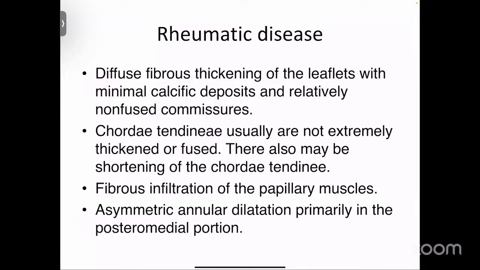The other pathoanatomical changes can sometimes include chordal thickening, although not extreme. In such cases, they're not extremely thickened or fused as in mitral stenosis caused by rheumatic disease. Fibrous infiltration of the papillary muscle can occur, and asymmetric annular dilatation can occur also, primarily in the posteromedial portion.